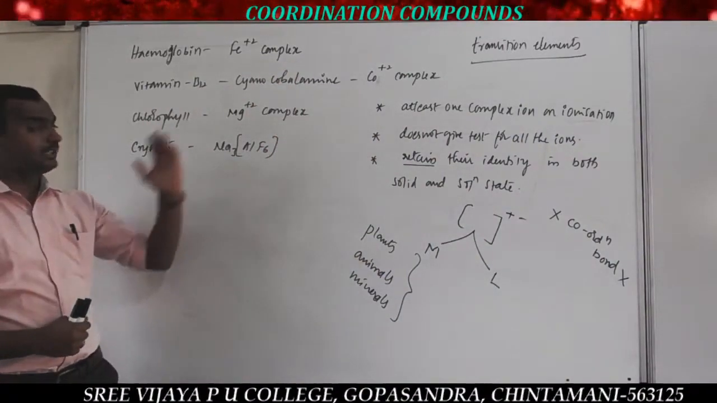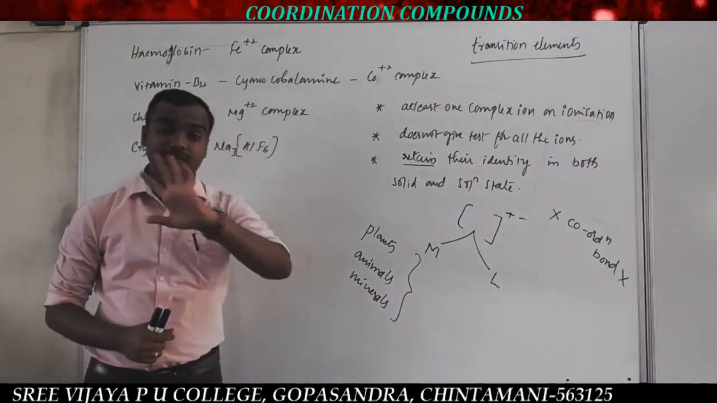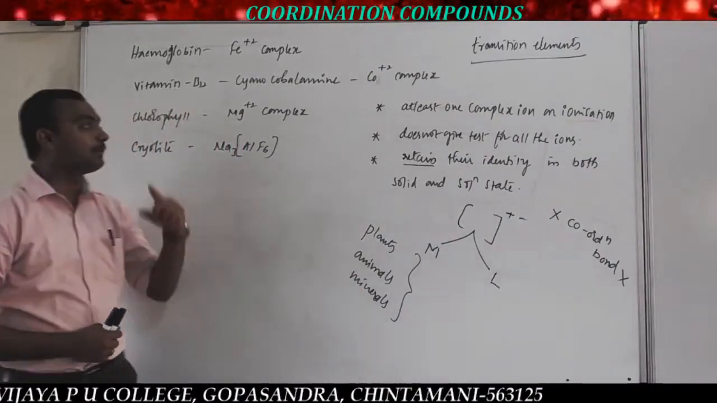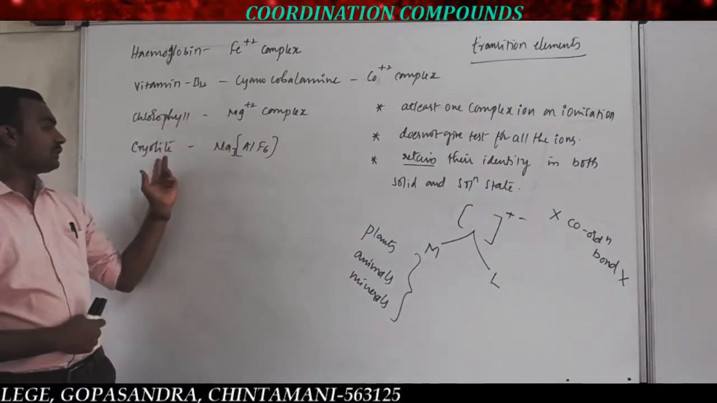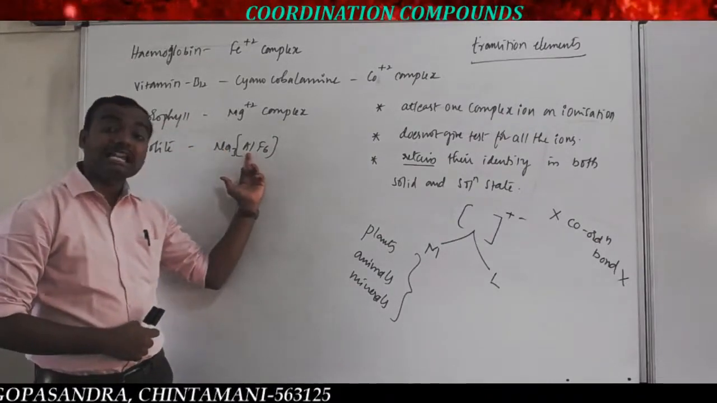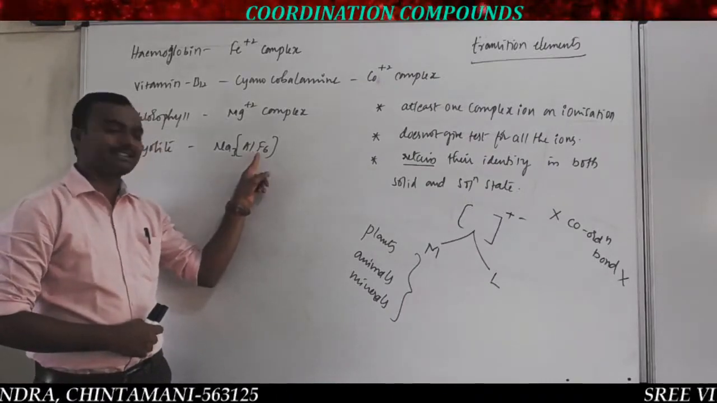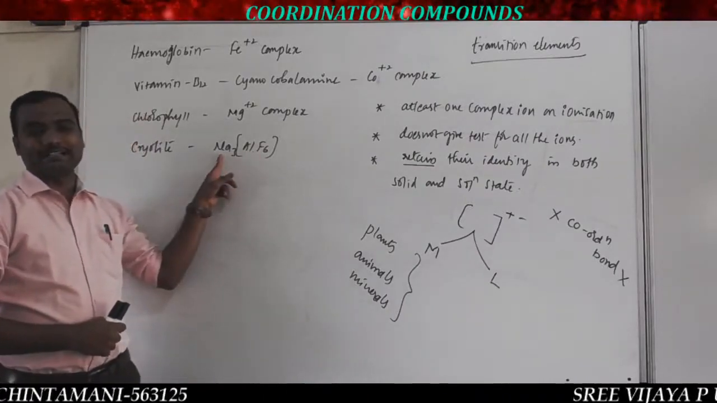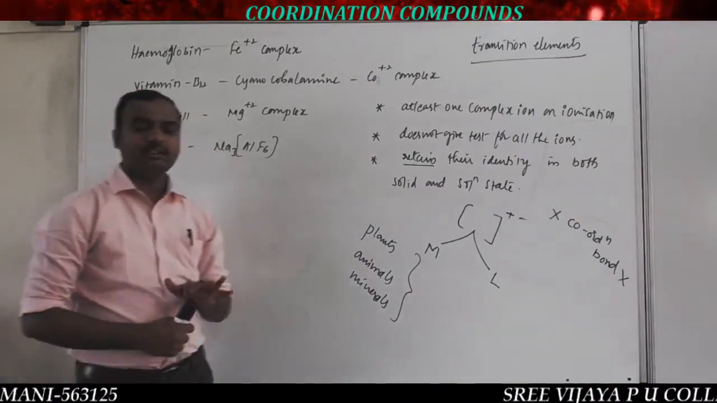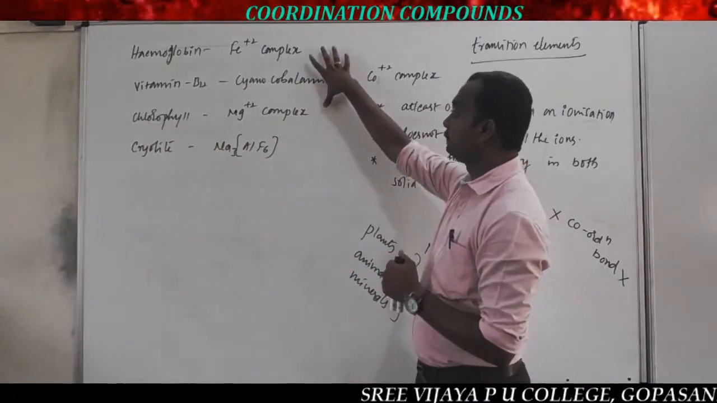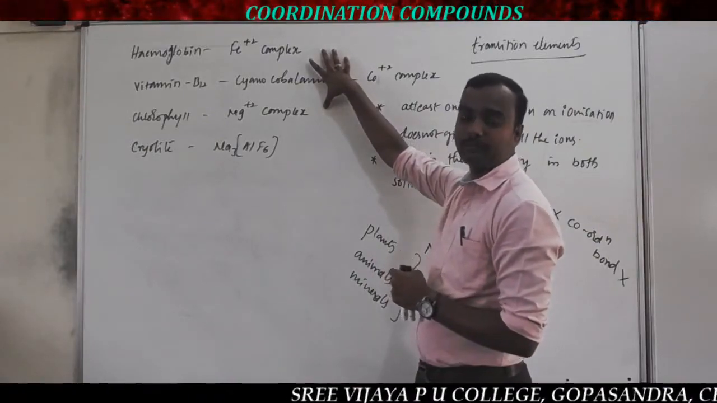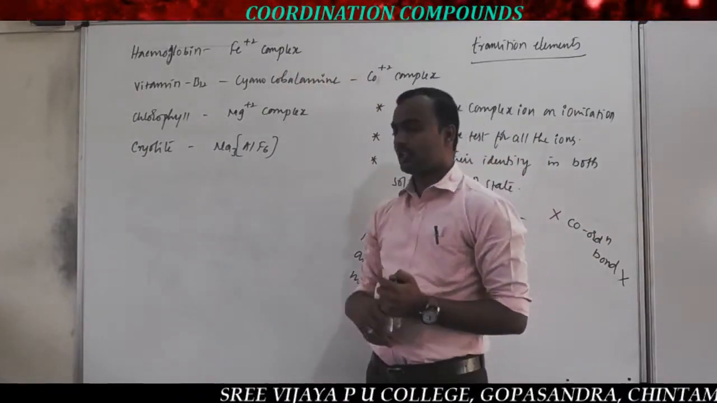Next, chlorophyll, which is a magnesium plus 2 complex. Magnesium is not a d-block element, but still it forms the complex in chlorophyll, and magnesium is the central metal atom. Next, cryolite: the central metal atom is Al, aluminum, the ligand here is F, and this is the counter ion. These are some naturally occurring and biologically important coordination compounds. They play a very important role in animals and also in plants.